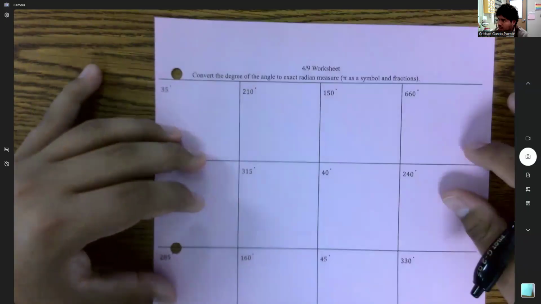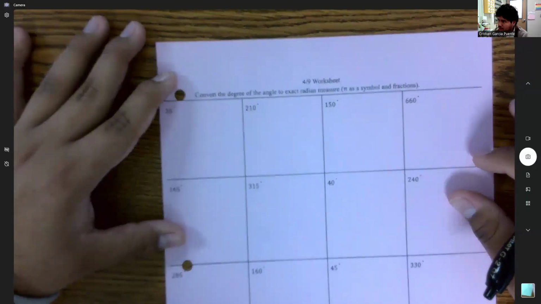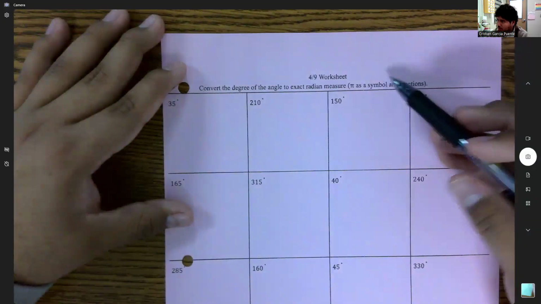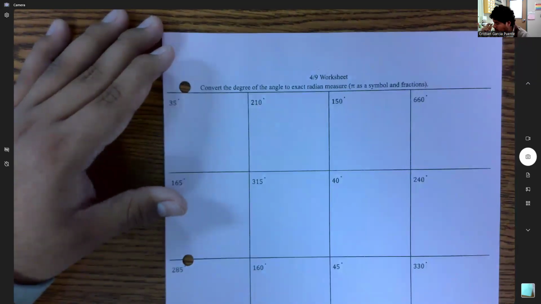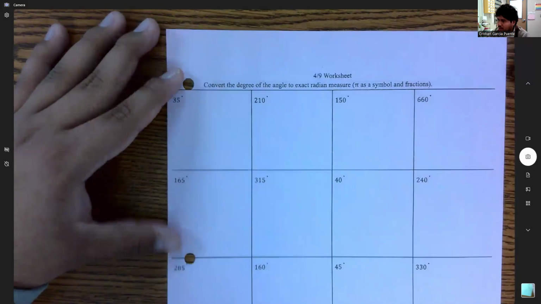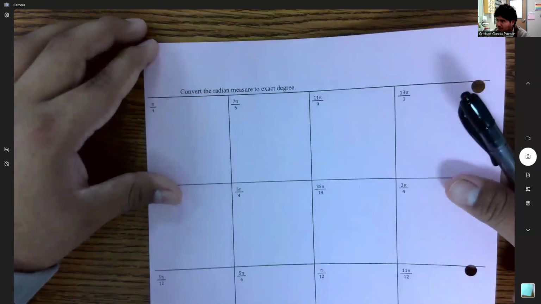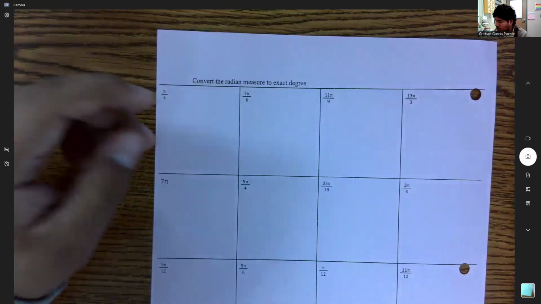I'm going to do the worksheet as well because I promised y'all I was going to do the worksheet as well. So again, over here, the whole front page, we're just going to be converting from degrees to radians. So all we're going to have to do is just multiply by pi over 180. The back side is converting from radians to degrees, so you're going to have to multiply by 180 over pi.